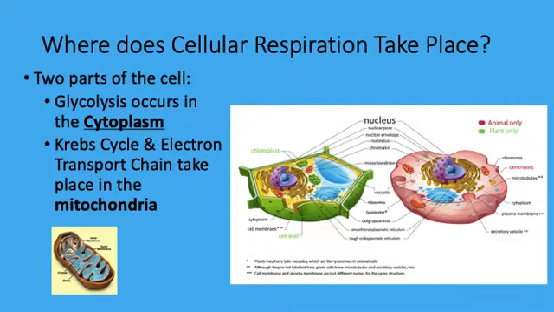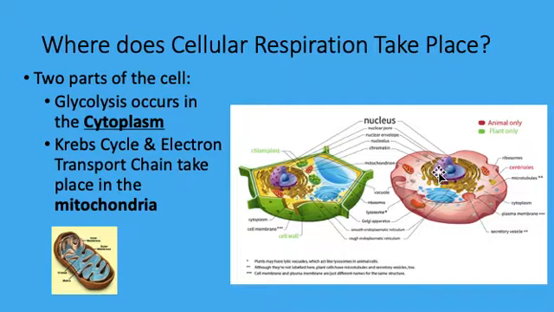So where does cellular respiration take place? Well, it really occurs in 2 different parts of the cell. Glycolysis, our first part, occurs in the cytoplasm of the cell, that gooey, jelly-like material that surrounds all your organelles. And then the Krebs cycle and the electron transport chain take place in our mitochondria. And remember that plant and animal cells both have mitochondria, so they're both going to undergo cellular respiration, in any type of eukaryotic cell.